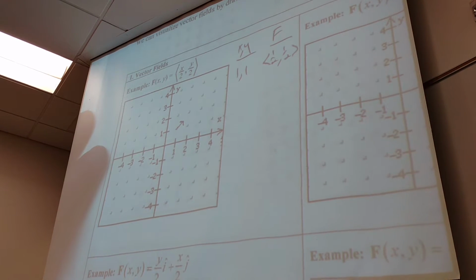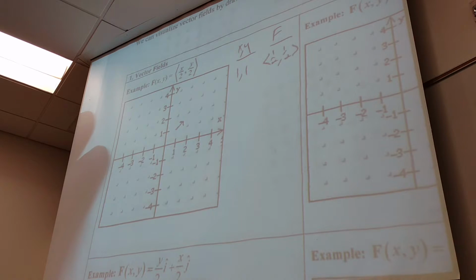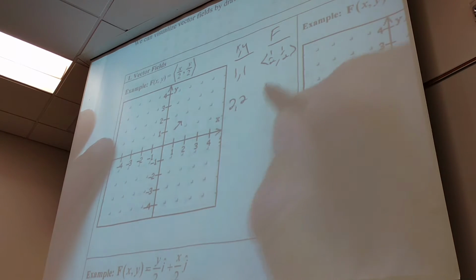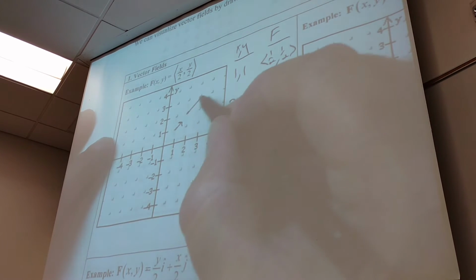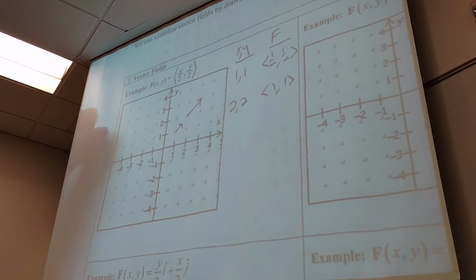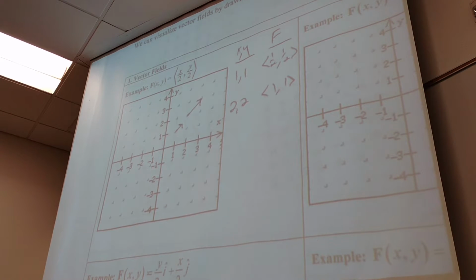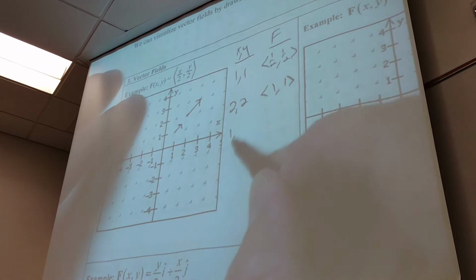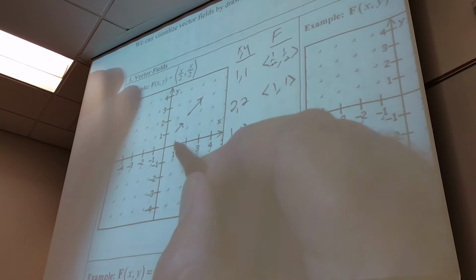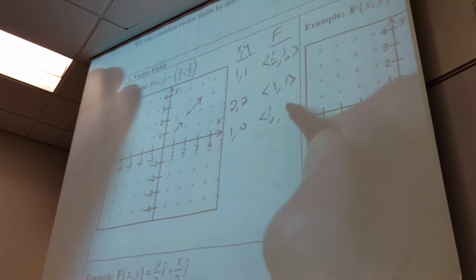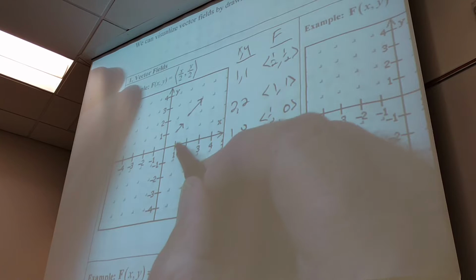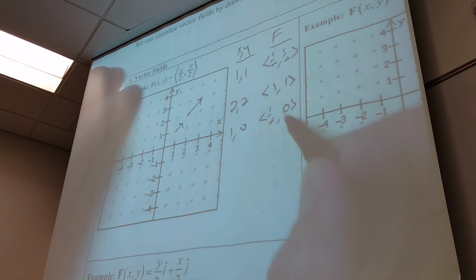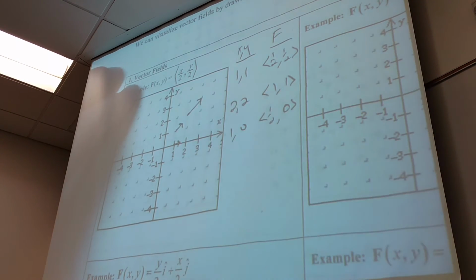What about at 2, 2? It's 1, 1. So from 2, 2, I could draw 1, 1, so it would look like that. Obviously as I move out, it's going to get larger because it's dependent on x and y. What about along the axis? What about at 1, 0? It's 1 half, 0, so it points this way.